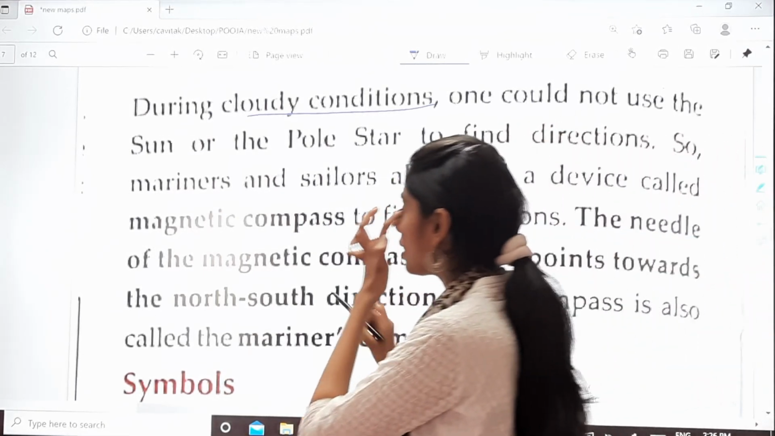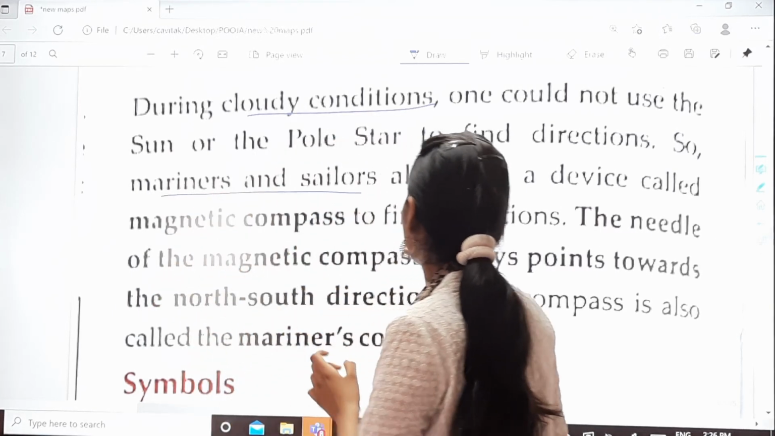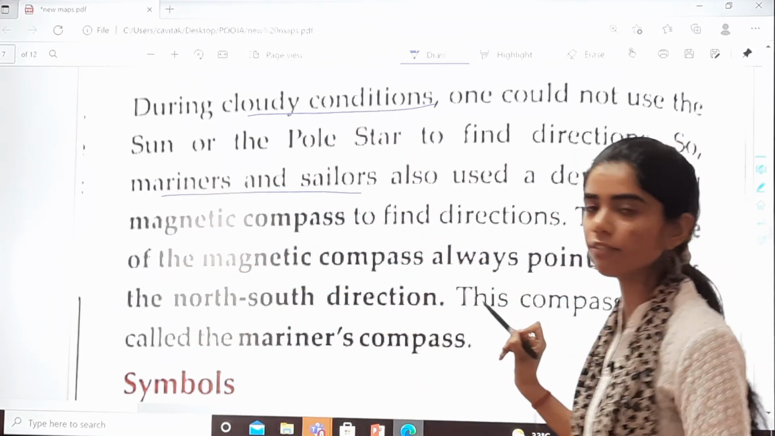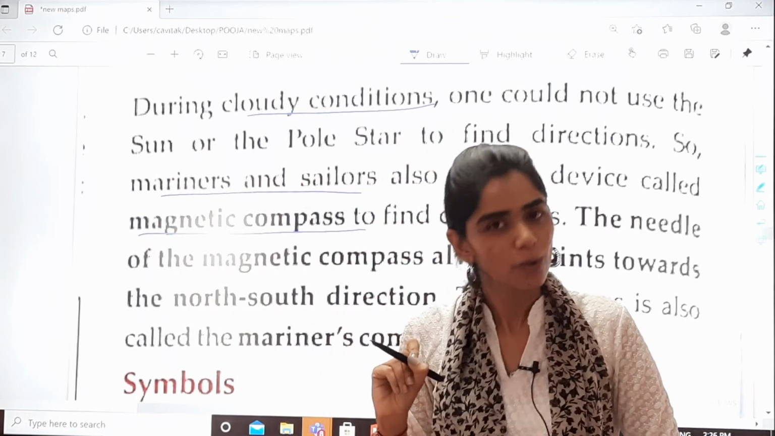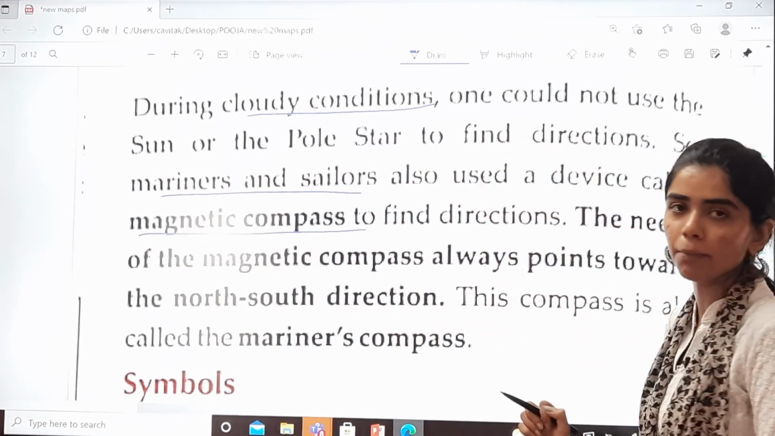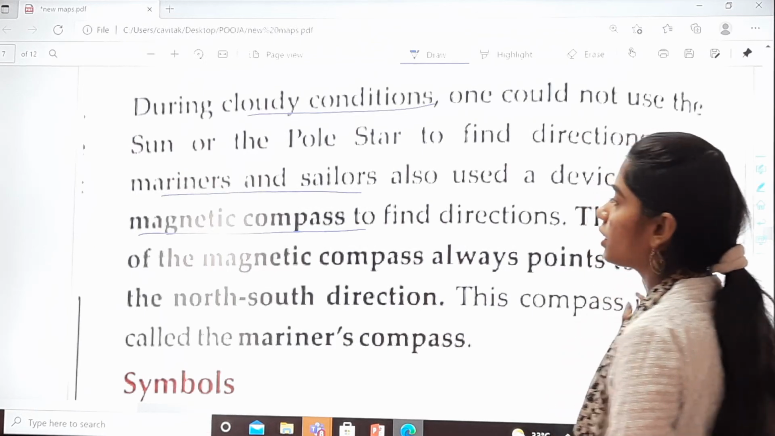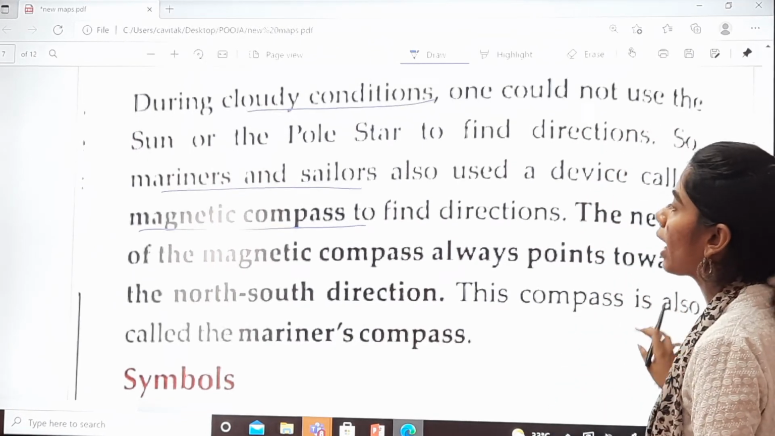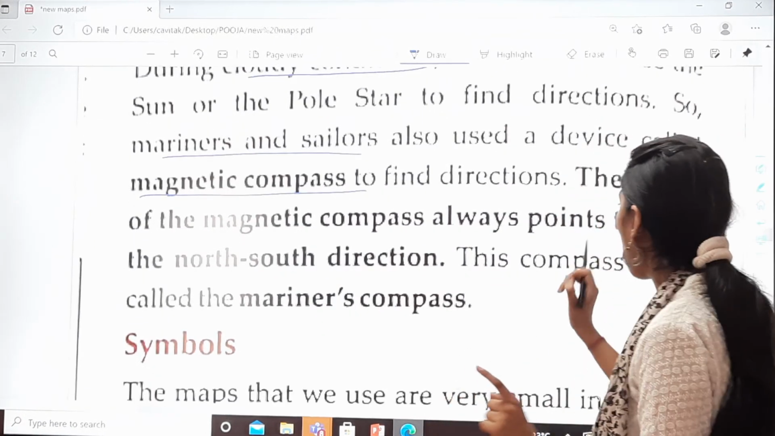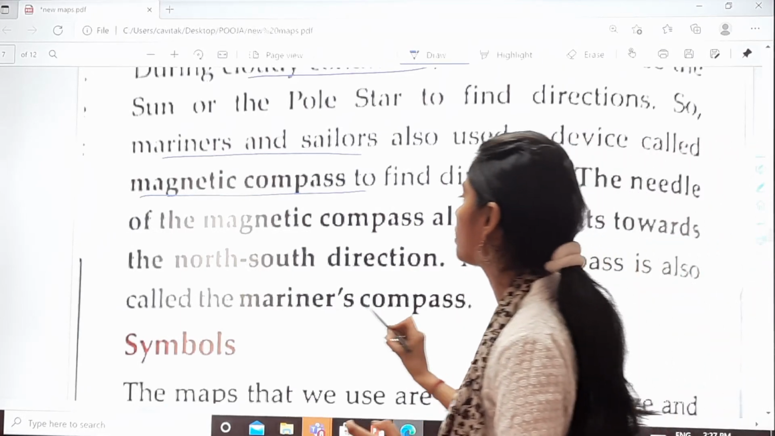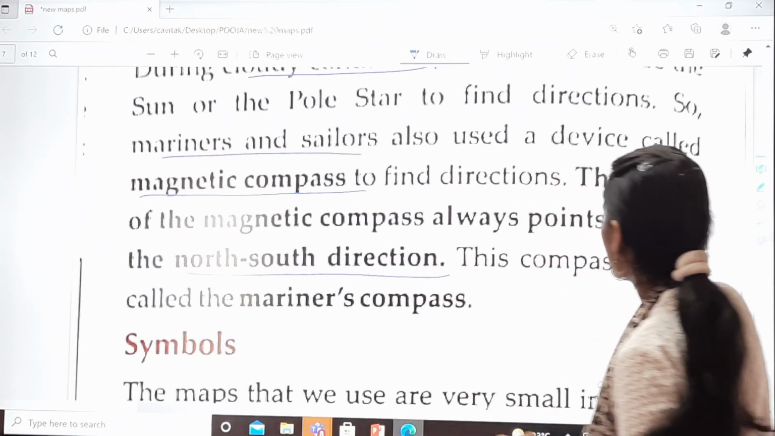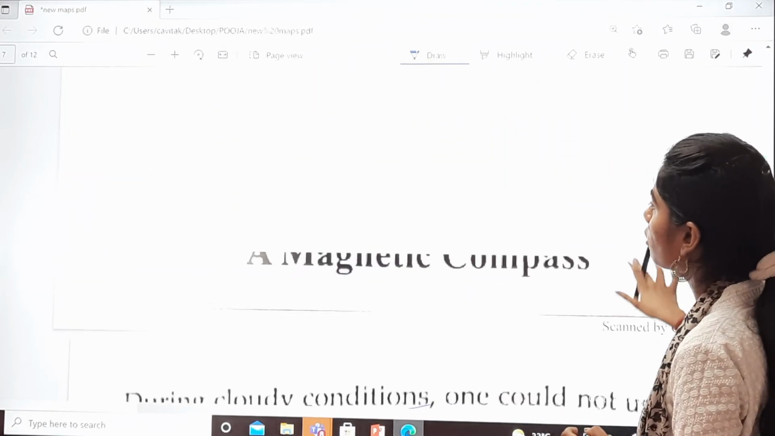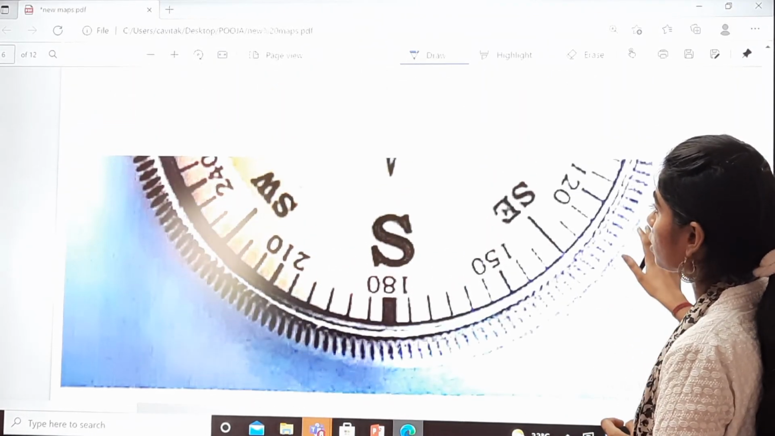So the mariners and the sailors used a device called a magnetic compass. What is it? Magnetic compass, to find the direction. The needle of the magnetic compass always points towards the north-south direction. Okay? The needle of it always points towards the north-south direction.